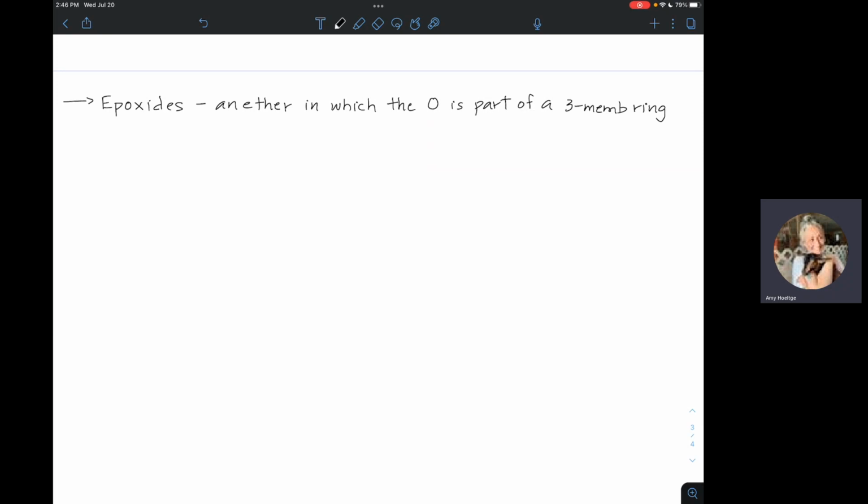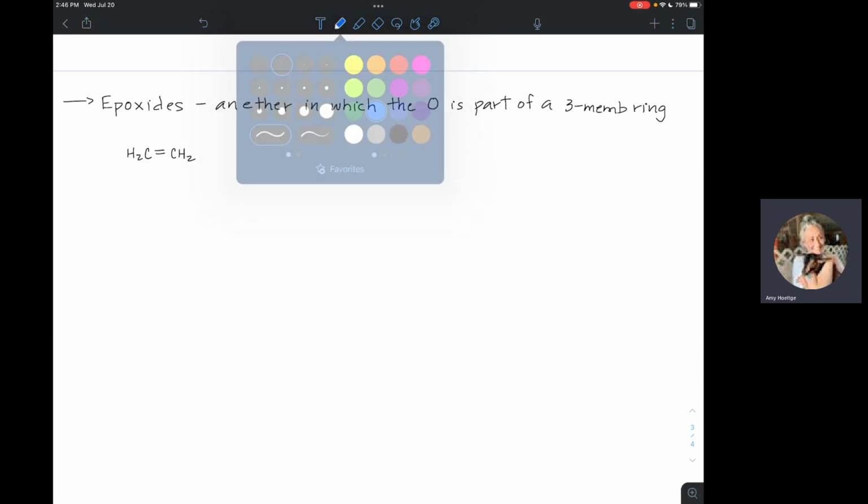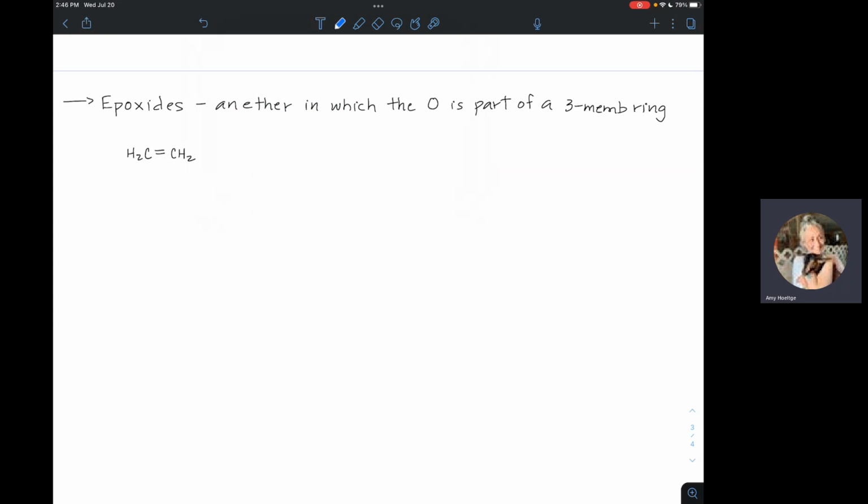And they don't all have to just look like the one we just used. They can have groups hanging off the carbons. That's okay. Now, we have nomenclature for these. The common name of an epoxide is obtained by adding oxide to the common name of the corresponding alkene. So for example, I could take ethylene. So we're talking common nomenclature. Instead of ethene, it's ethylene.